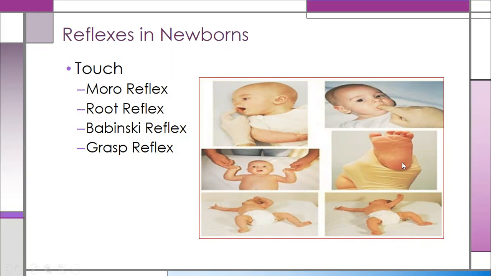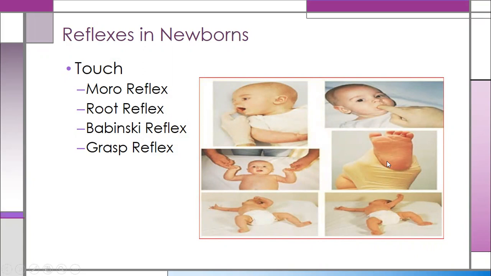The root reflex is whenever you gently stroke the newborn's cheek, the baby will turn towards that touch and open their mouth. And it's the way babies kind of learn to eat like that. And that's how they learn to find food. So that lasts until about 3 or 4 months.